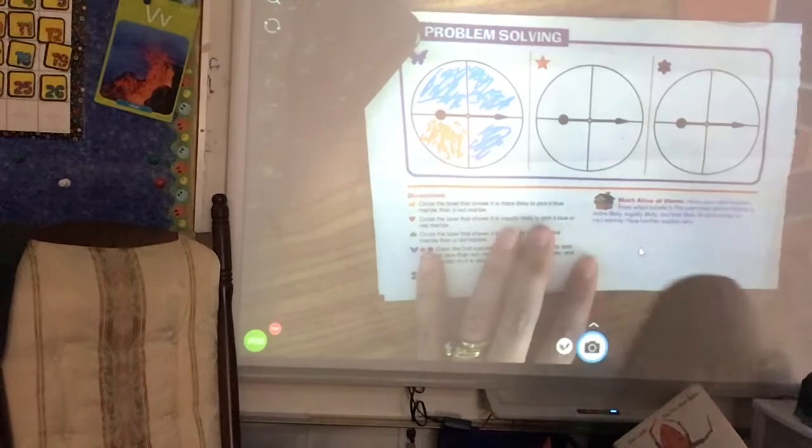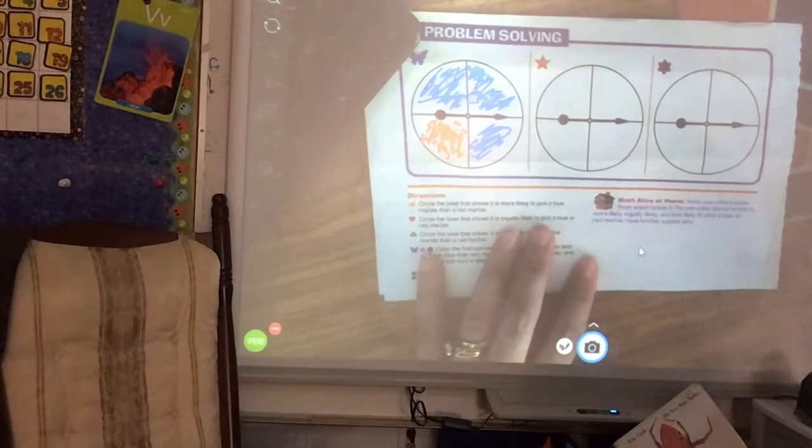Are you ready for the middle one now? Yes. Alrighty, on the middle one, the one with the star, the second one, I want you to color it so that it's equally likely to be red or blue. Equally likely to be red or blue. I color mine. Equally likely. James, do this one right here. Equally likely.